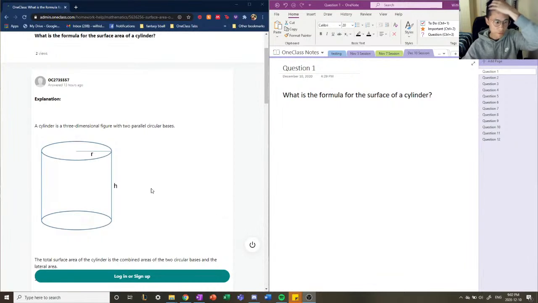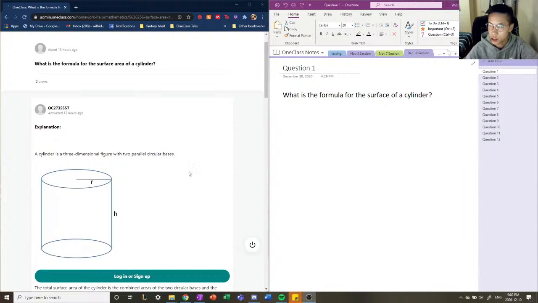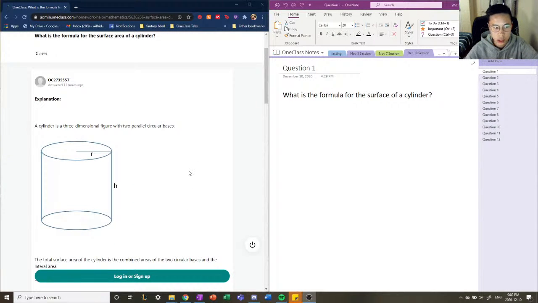Okay, so the first question reads, what is the formula for the surface area of a cylinder? A cylinder is a three-dimensional figure with two parallel circular bases. The criteria for a cylinder is that, first of all, these circles have to be the same size, so they have to have the same radius. You can't have a cylinder with circles of different radii. And the second part is that they're parallel to each other, and there is a surface encapsulating the area between the two circular bases.